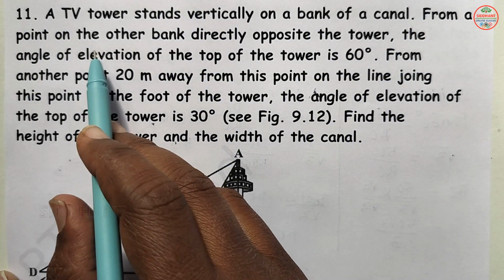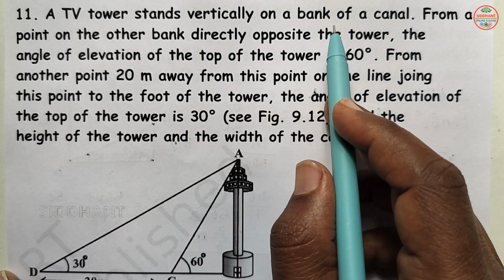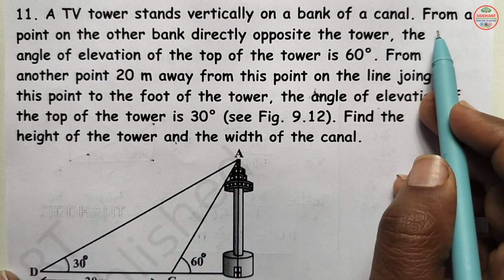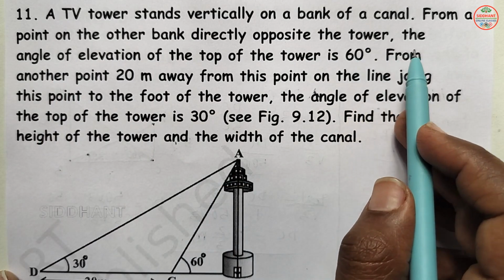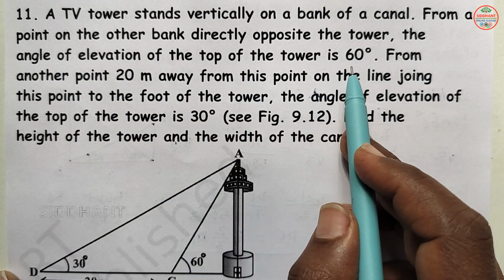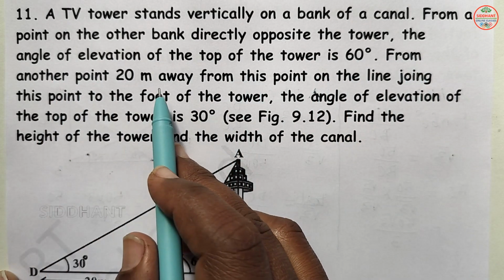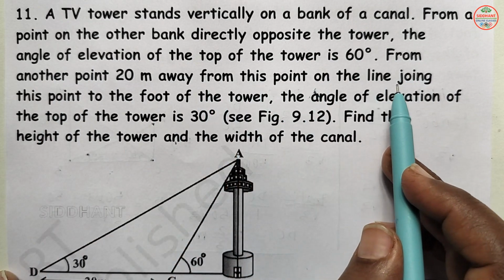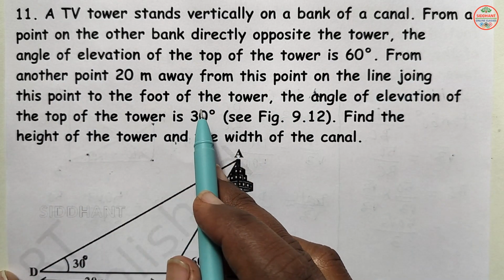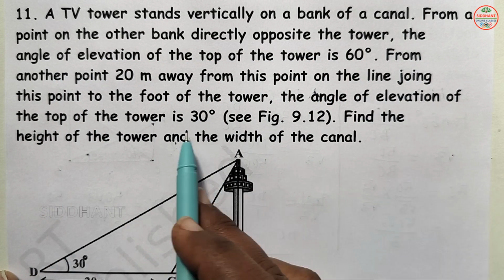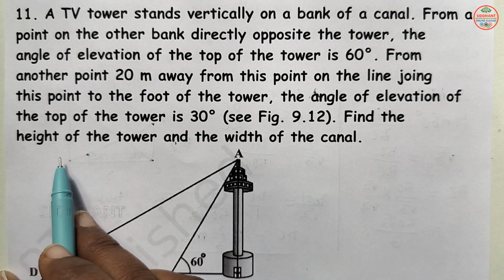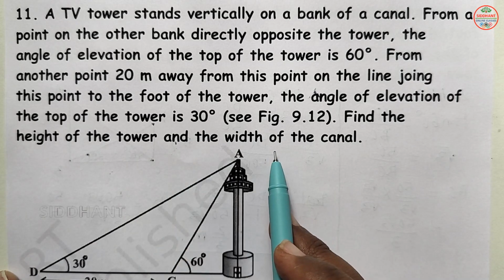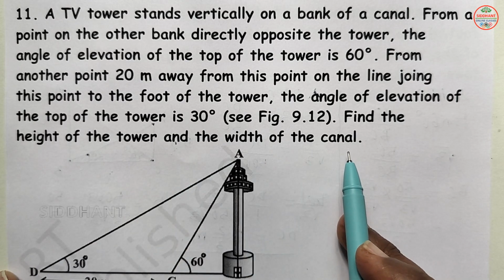Question number 11. A TV tower stands vertically on a bank of a canal. From a point on the other bank directly opposite the tower, the angle of elevation of the top of the tower is 60 degrees. From another point 20 meters away from this point on the line joining this point to the foot of the tower, the angle of elevation of the top of the tower is 30 degrees. Find the height of the tower and the width of the canal.